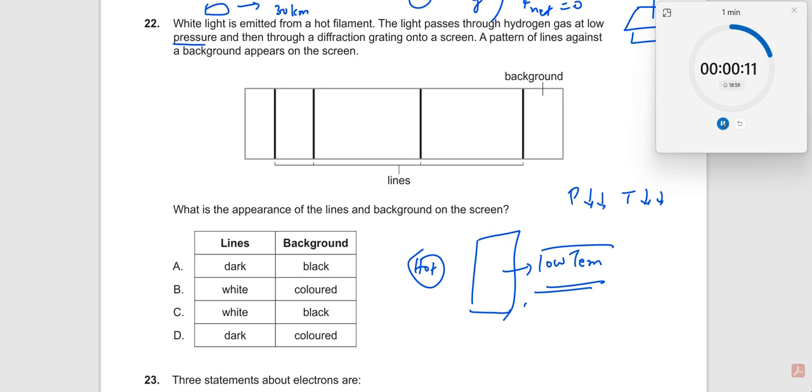As a result, when you say low temperature, what happens? The molecules or atoms, the electrons which are present over here, are already at the ground level. So when this light comes over here, what happens? The electrons get excited to the higher energy levels. So in order for electrons to get excited, some amount of energy is absorbed. So what kind of spectrum are you getting? You are getting an absorption spectrum.